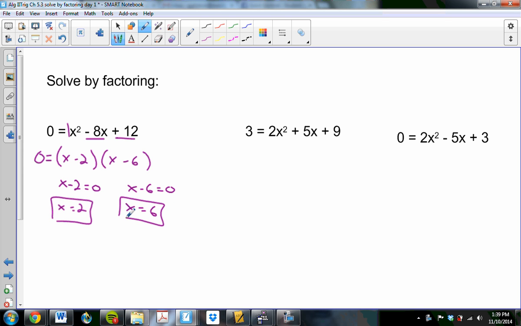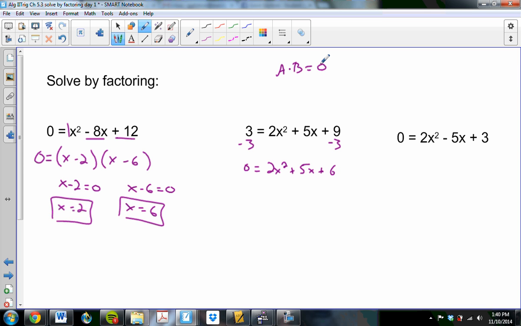Factoring only works to solve if it's equal to 0. If it's not equal to 0, it's not going to work. It's because of that zero product property that we talked about, where if a times b equals 0, we know that either a or b must be 0. So it only works if it's equal to 0.